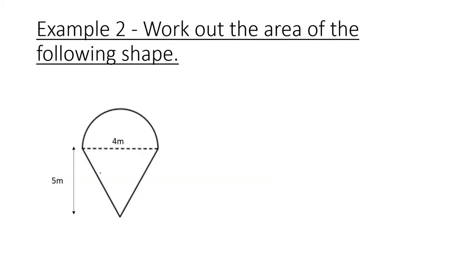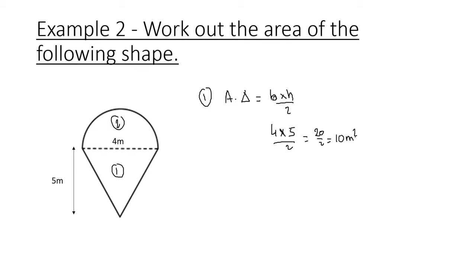Having a look at this one, you'll see that we have a triangle and again a semicircle. So we're going to split our shape into shape 1 and shape 2. Our triangle is going to be shape 1 and our semicircle shape 2. Area of a triangle, recapping, is your base times the height divided by 2. We're given that information from the diagram. We know that our base is 4 and that our perpendicular height is 5. We have to divide by 2 to find the area of a triangle. So 20 divided by 2 gives us an answer of 10 meters squared.